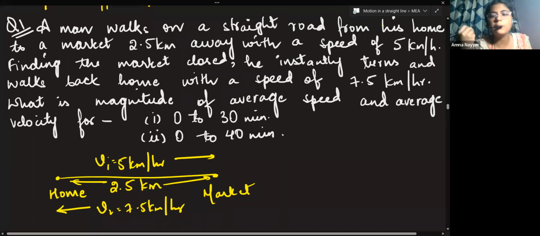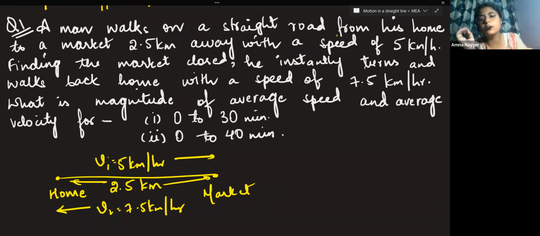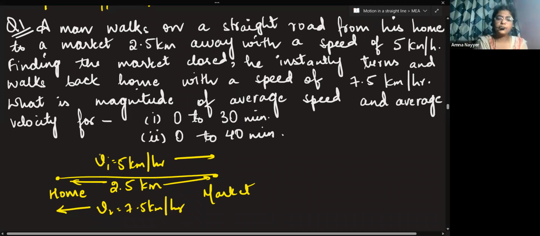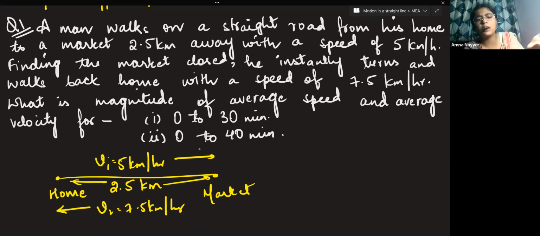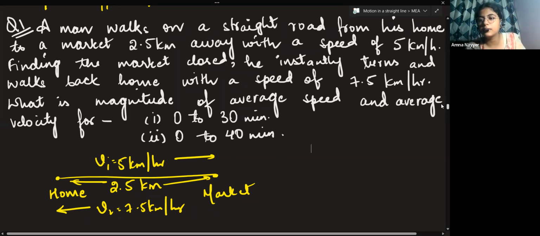And what it is asking you is the magnitude of average speed and velocity for 0 to 30 minutes and 0 to 40 minutes. Now see, in the question, nothing has been mentioned regarding the time. But if you know the distance and the speed, you can easily calculate the time, using the relation between speed, distance, and time. Let's talk about displacement first, because I'm referring to velocity right now. We will calculate speed when we solve it. I'm just talking about time. Be it distance or displacement, if you know these two quantities, you can easily calculate the third one. So at least we can find out the time period.